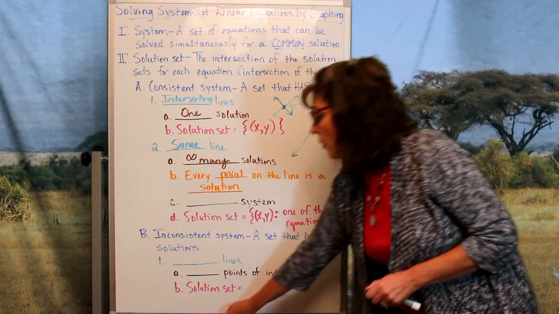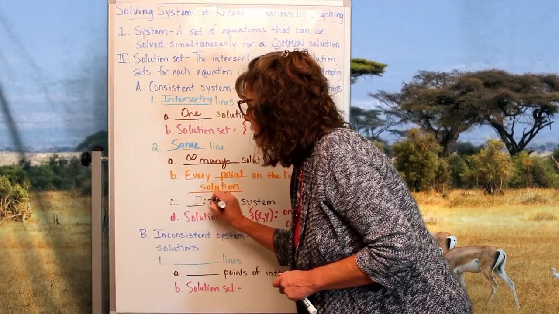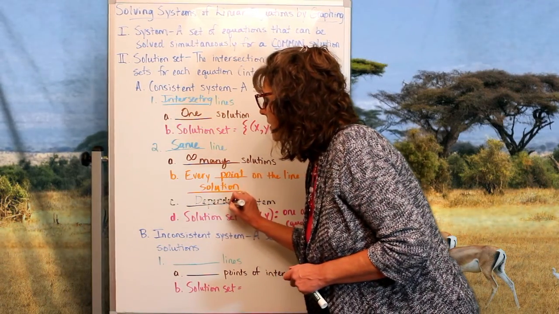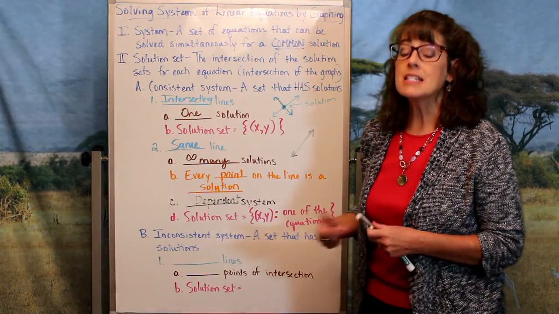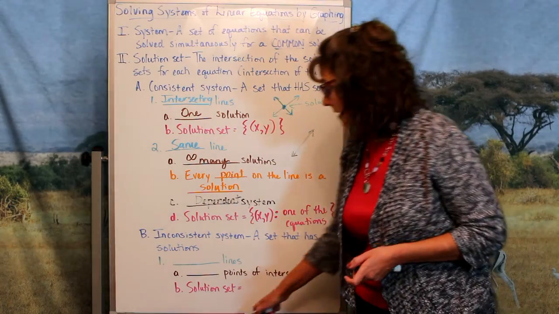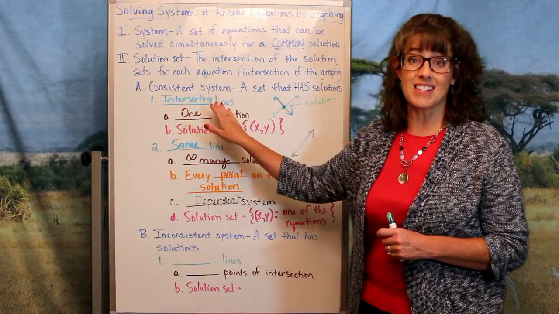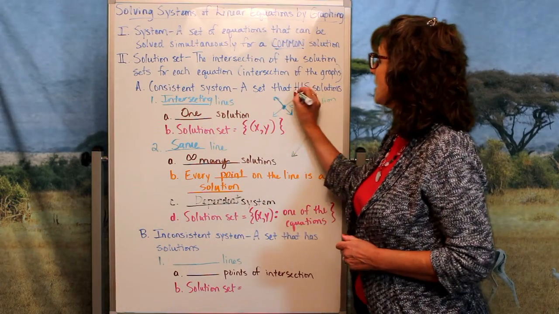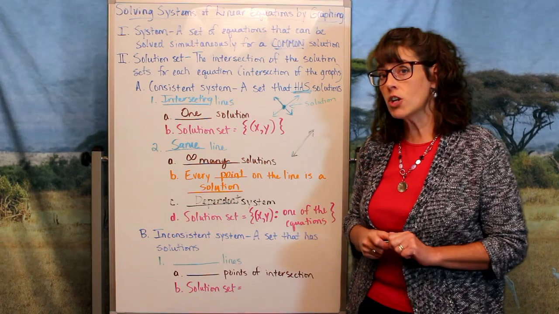Now, this is what we call a dependent system, and it is called a dependent system because the position of the second line depends on where the first line's set. Because remember, they are the same line. Also, this is what we call a consistent system: a system that definitely has solutions. But there's another idea that could happen.